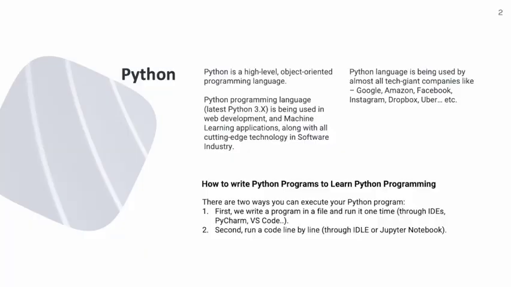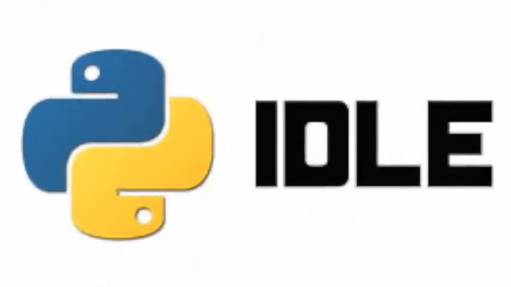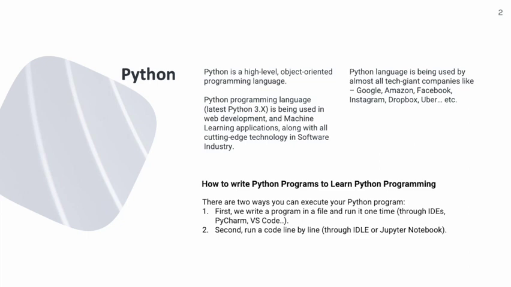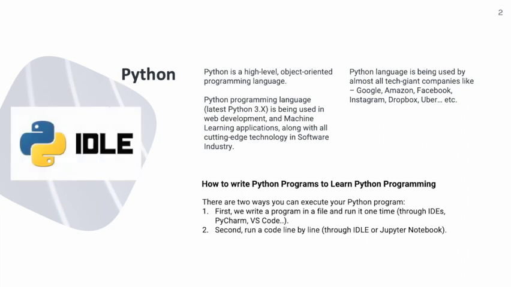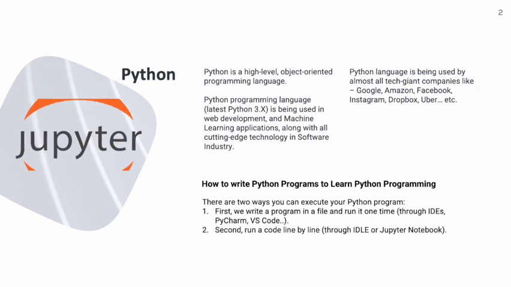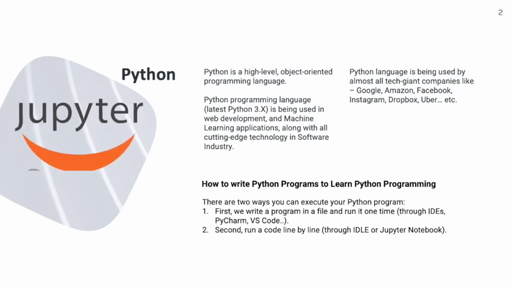However, the second way of running the code is line by line through IDLE, the Integrated Development and Learning Environment. Line by line we can compile and execute Python statements and we can integrate them into a single program. Widely used line-by-line coding environments are Python IDLE, which we are going to discuss in the subsequent sessions, and also we will be experiencing Jupyter Notebook.